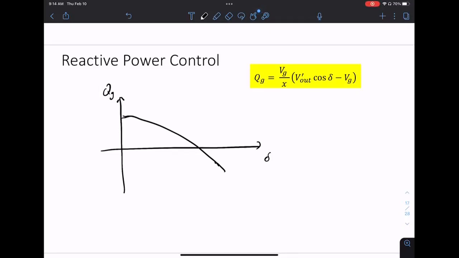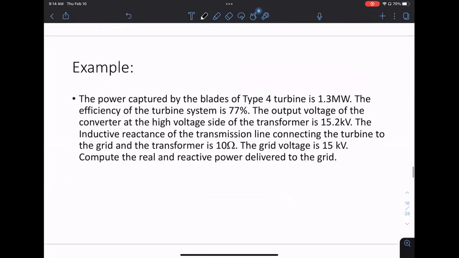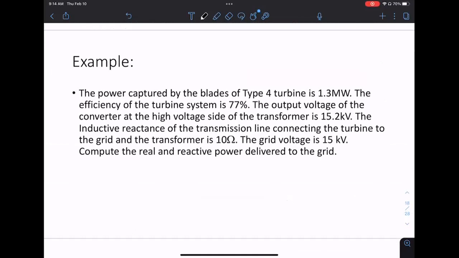All right, so let's do another example. The equations here are fairly straightforward, not much more to say about the equations. All your equations for type 4 are much shorter than equations for type 3. So let's do another example.